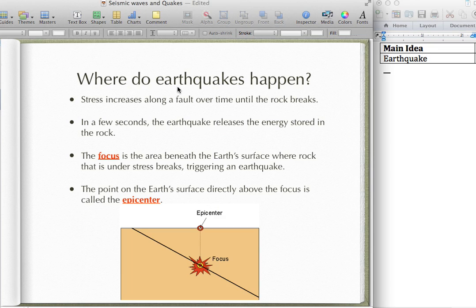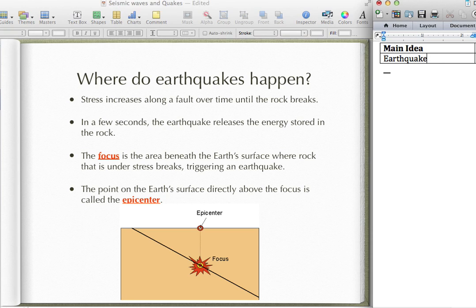And so earthquakes happen when stress increases along a fault over time. And eventually that rock will break. Right? In a few seconds, that earthquake will release all the energy that was stored. So imagine thinking about the popsicle sticks from the lab today. As you bent and bent and bent, that popsicle stick was storing energy, and then all of a sudden it snapped. Same thing will happen with the Earth.